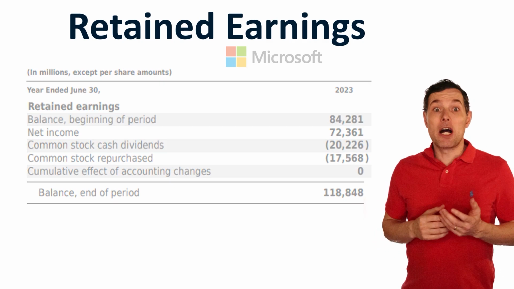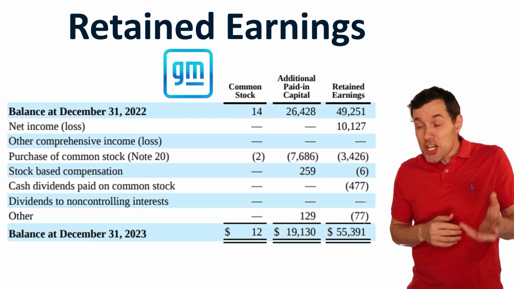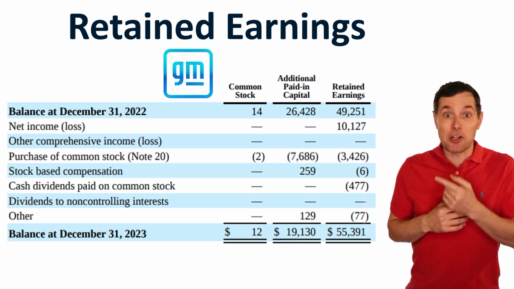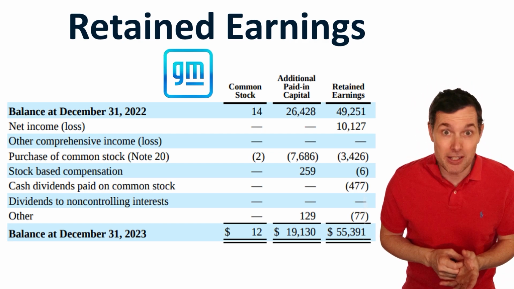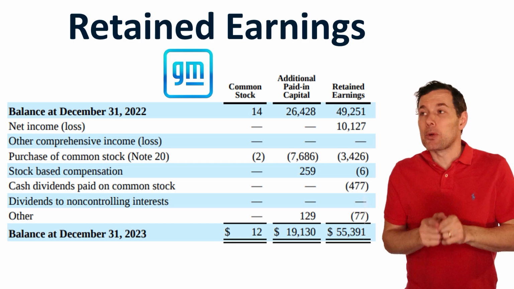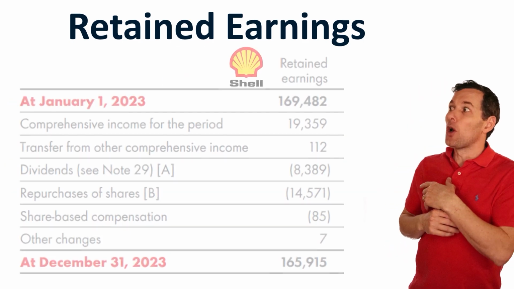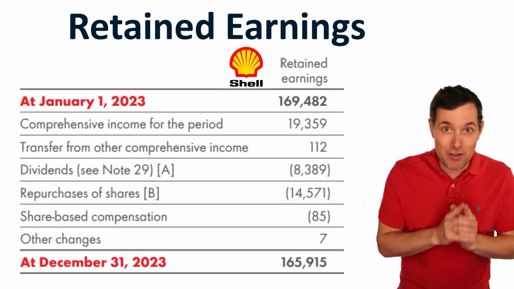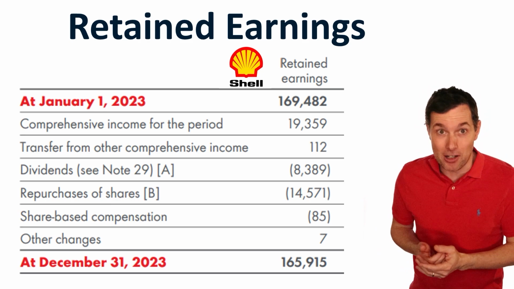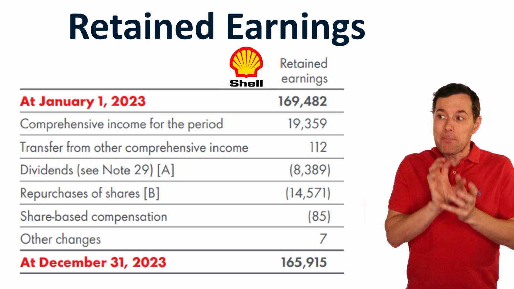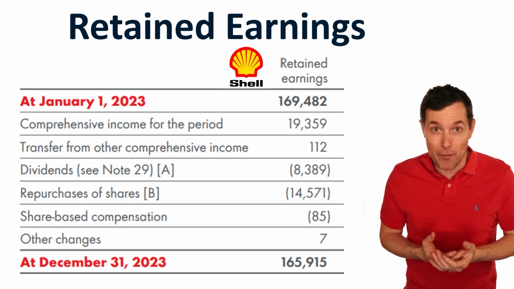Now, if we look at another company like General Motors, GM also includes stock-based compensation within their calculation. So this is another possibility. And when we jump overseas to a company like Shell, which is an overseas company reporting under IFRS, they do something very similar to both GM and Microsoft. So there are many changes that many companies make no matter where they are in the world.